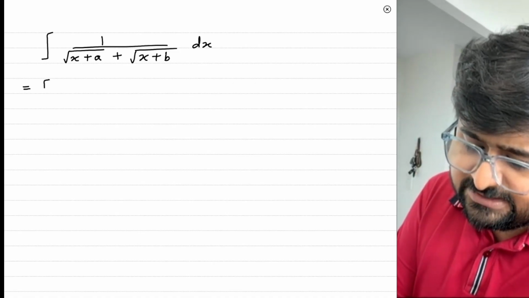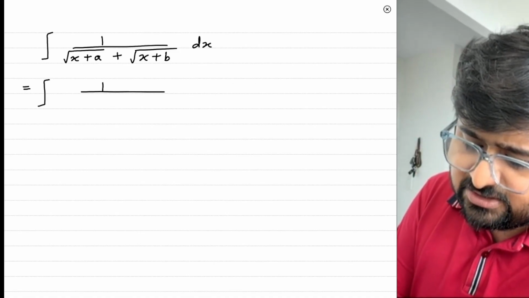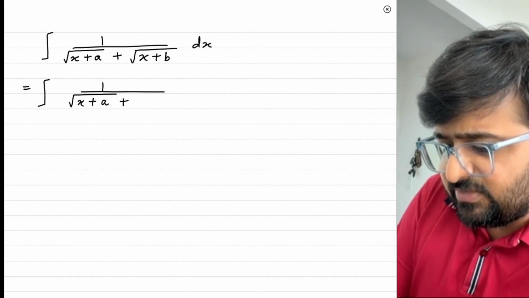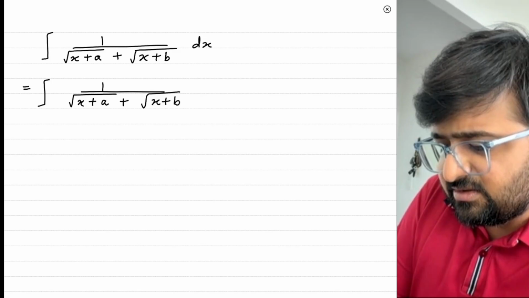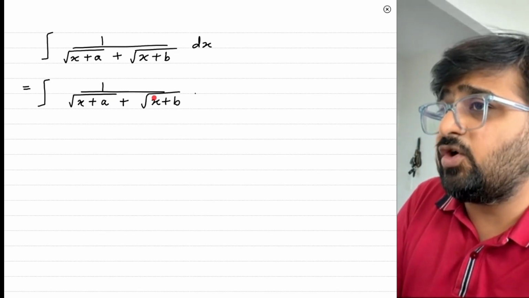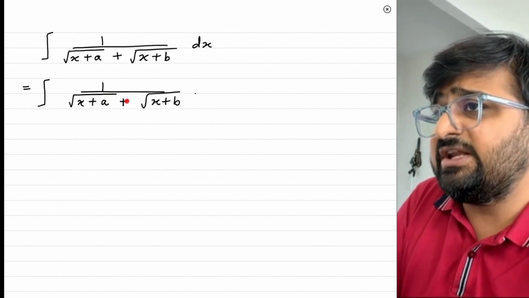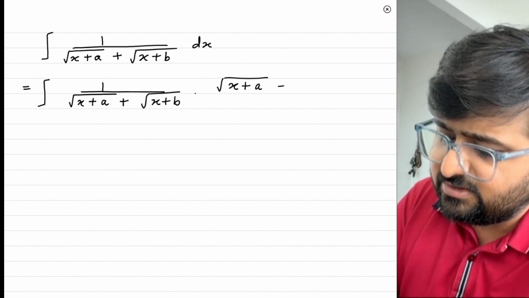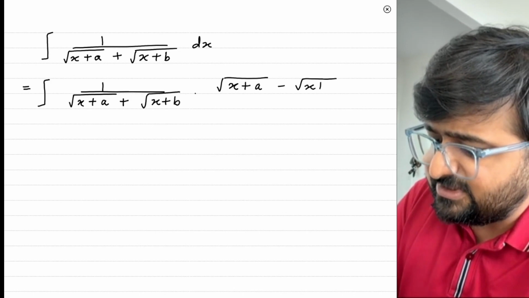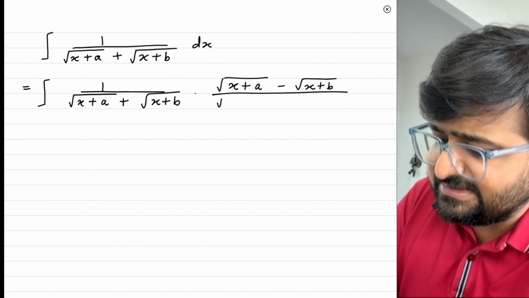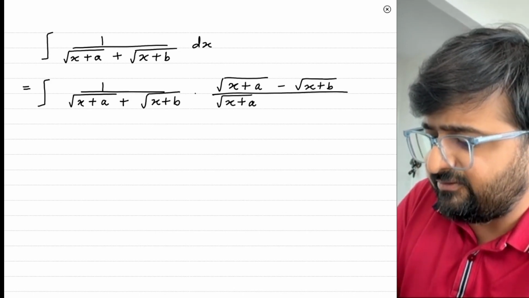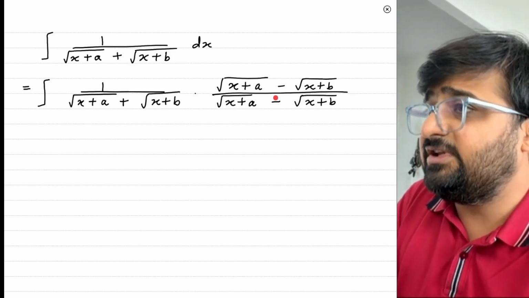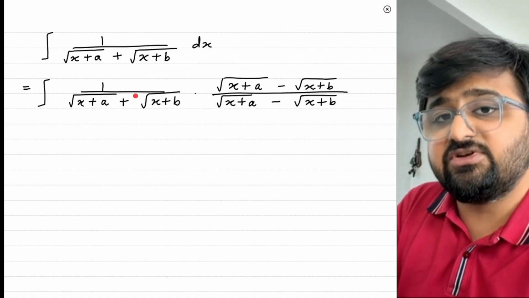So what we do is you multiply and divide. First let me write that expression: 1 over square root of x plus a plus square root of x plus b, and then you multiply and divide by the conjugate. The conjugate of this is you just put a negative here instead of a positive. So you have square root of x plus a minus square root of x plus b, divided by the same thing in order to nullify the effect of that expression.